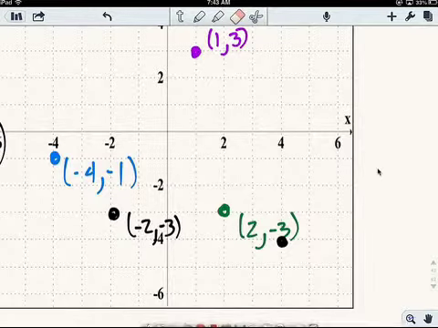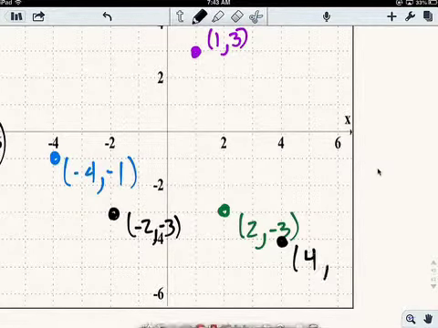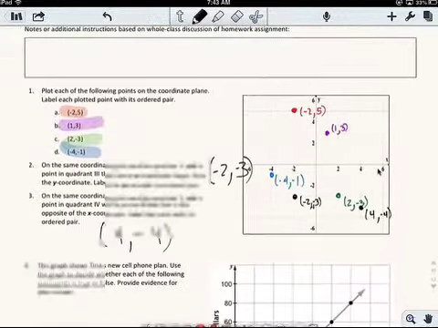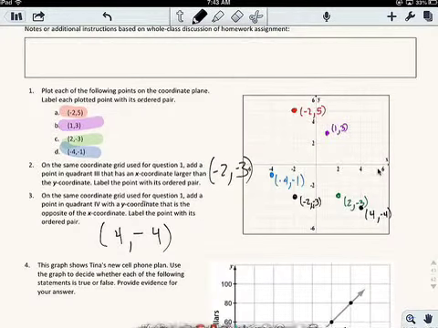And there we go. Looks pretty good. I'll label it 4, -4. And we've got a nice weird looking graph there with multiple colors and a ton of points.